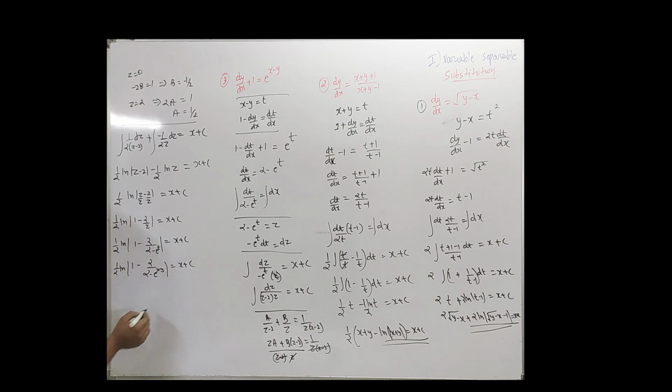Now just rearrange it and we'll get our answer. ln 2 minus e to the power x minus y minus 2 upon x minus y. 2 gets cancelled. Half ln, taking out minus common from the numerator and denominator, equals x plus c. Here we have the answer. Here you can see the concept of integration also get used up in very detail.